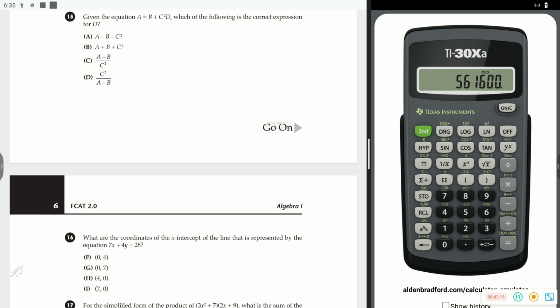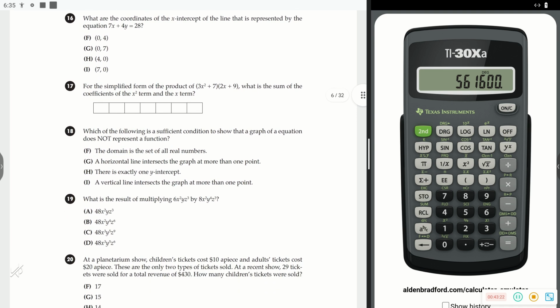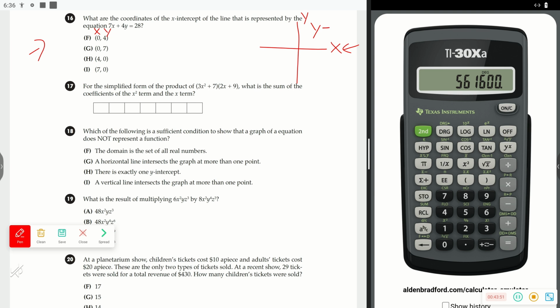So we're done with 15. Let's go on to number 16. It says, what are the coordinates of the x-intercept of a line that is represented by this equation? So what are the coordinates? That just means what is the ordered pair. They're looking for the x and the y of the x-intercept. Whenever you're solving for where it intercepts the x, your y value is going to equal 0. So to solve this, we want to plug in 0 for the y.